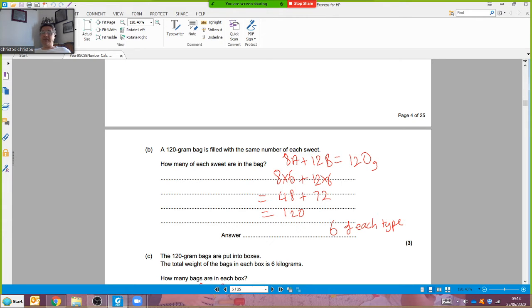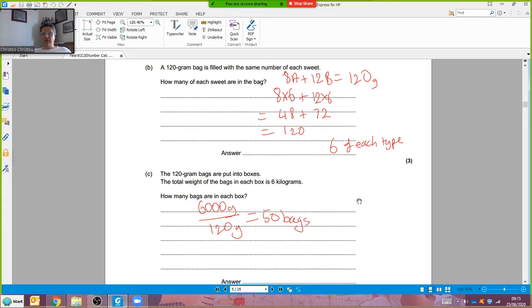So I'm looking for 8 times something plus 12 times the same something to come to 120. Well, obviously 8 times 1 plus 12 times 1 is only 20, so that's no good. Then 8 times 2 plus 12 times 2, still too low. Eventually I reached 8 times 6 sweets plus 12 times B sweets, 6 of those as well. That comes to 120 grams altogether. So that requires 6 lots of A sweetie and 6 lots of B sweetie. So I require 6 of each. And for 3 marks, that's fine. That kind of trial and improvement reasoning. All right, that's it. That's a bit tricky.